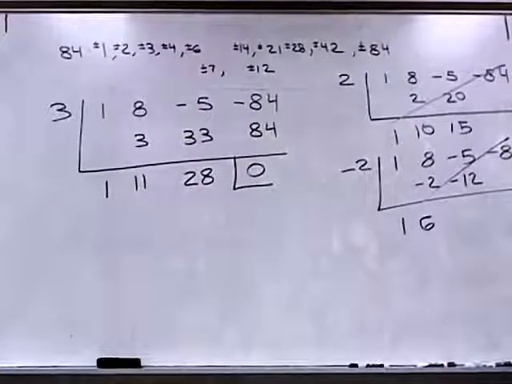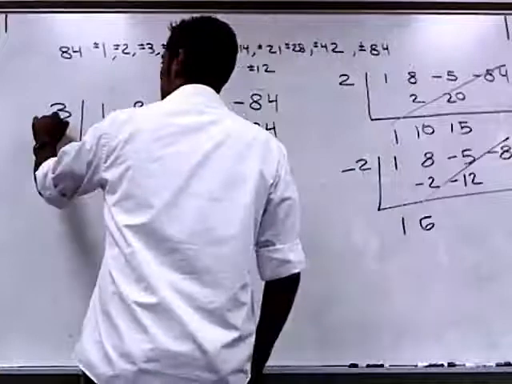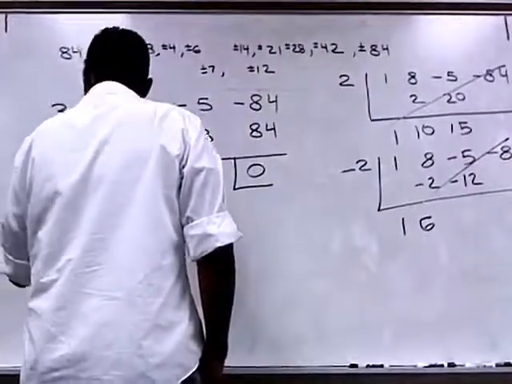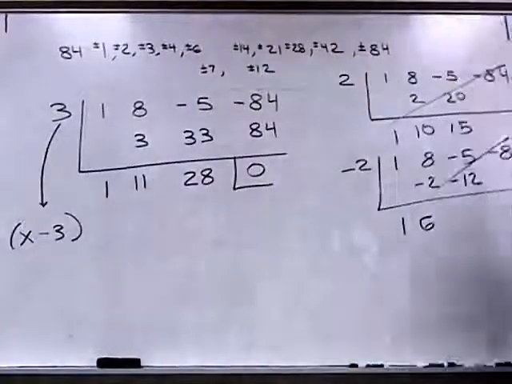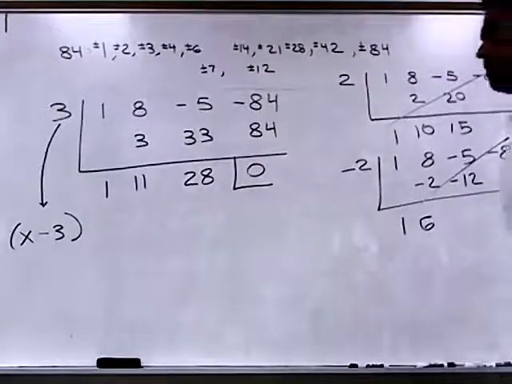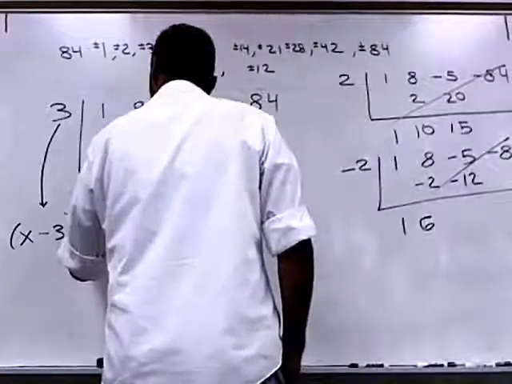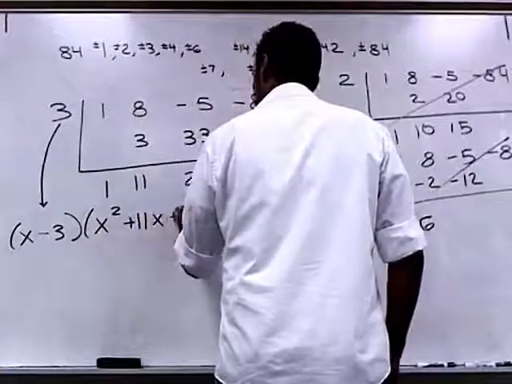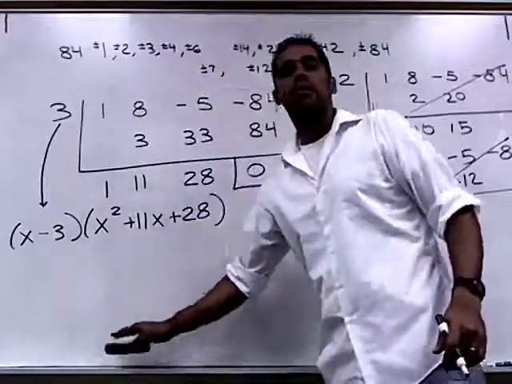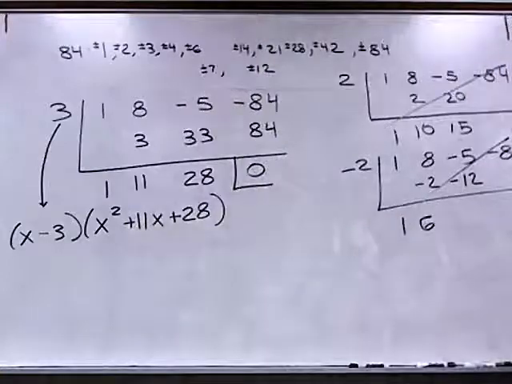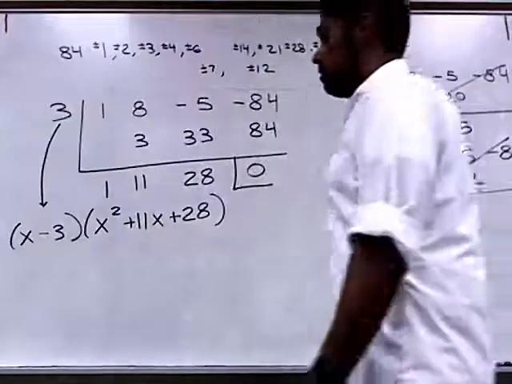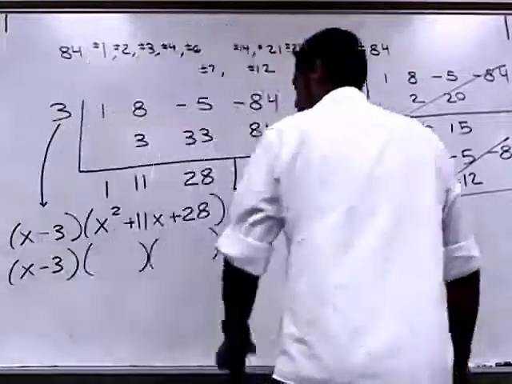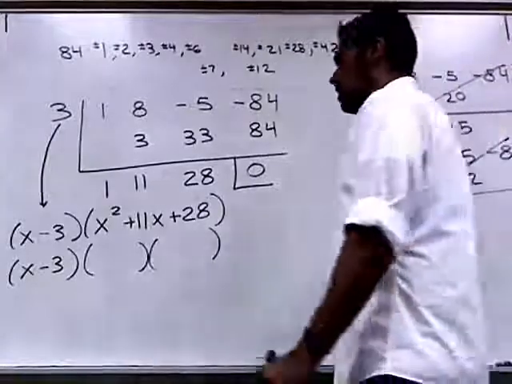So what does that tell me? I can use this 3 out here and write a factor of x minus 3. Remember, always opposite of the number, right? And then this piece gives me x to what power? Squared, then plus 11x plus 28. And that you can either keep doing synthetic division or you can use AC method. I'm just going to assume you did one or the other and you got it, because that will break down to be what? X plus 7, x plus 4.